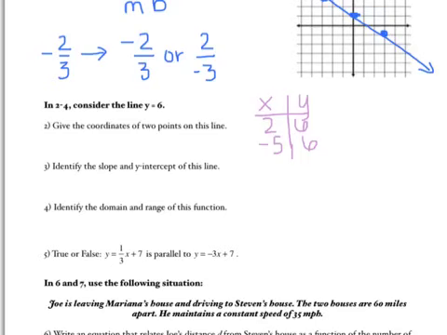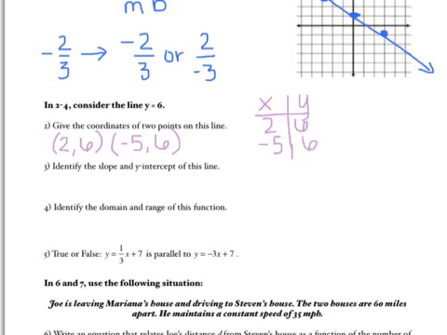So for 2 coordinates, I'm going to use the 2 that I just came up with, which would be 2, 6, and negative 5, 6. But really, I would accept anything, 6.